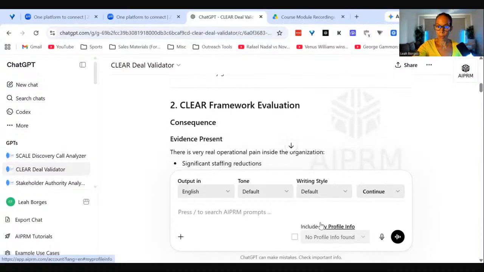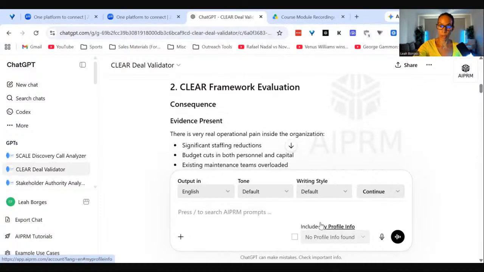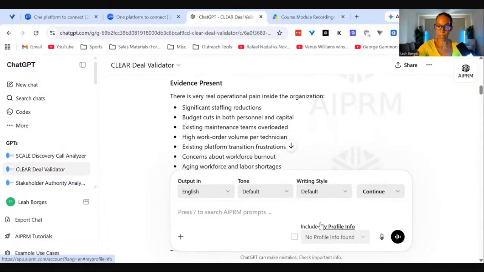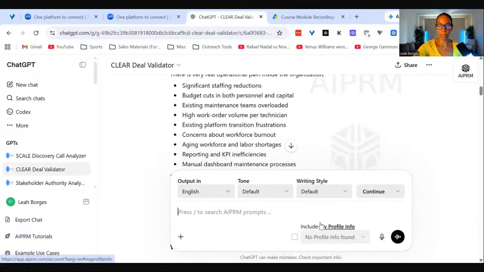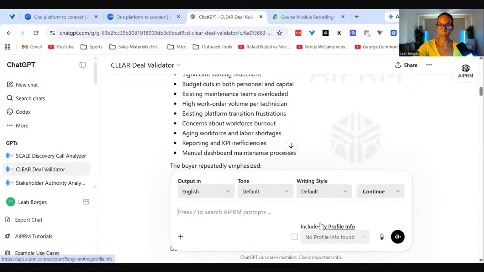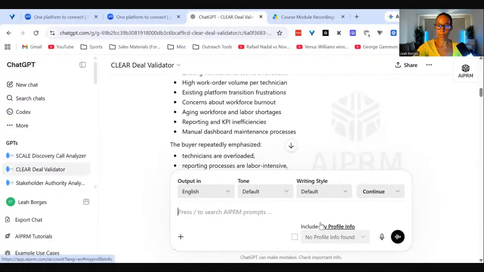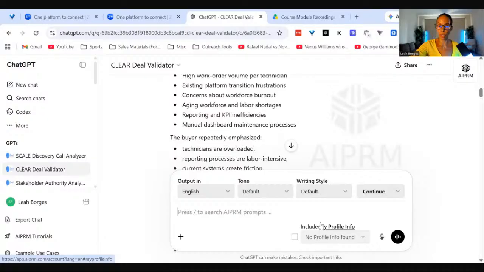So here's the framework evaluation. So the consequence, here's the evidence. So it says there's very real operational pain. So that's good. It uncovered that during the conversation. You see some of the details here: budget cuts in personnel and capital, high work order volume per tech, existing platform transition frustrations, and so forth and so on.